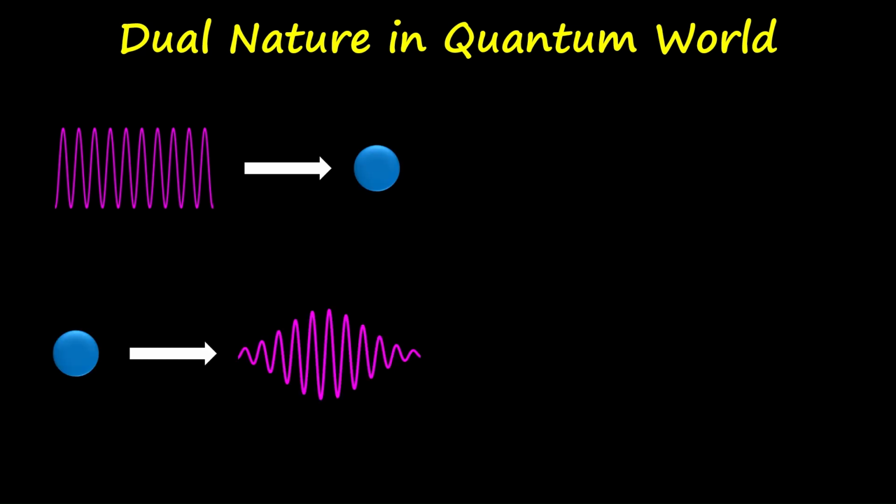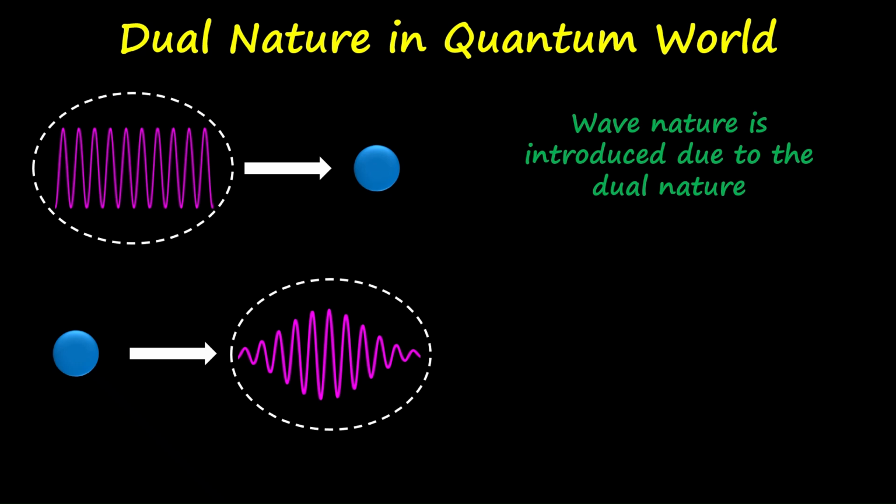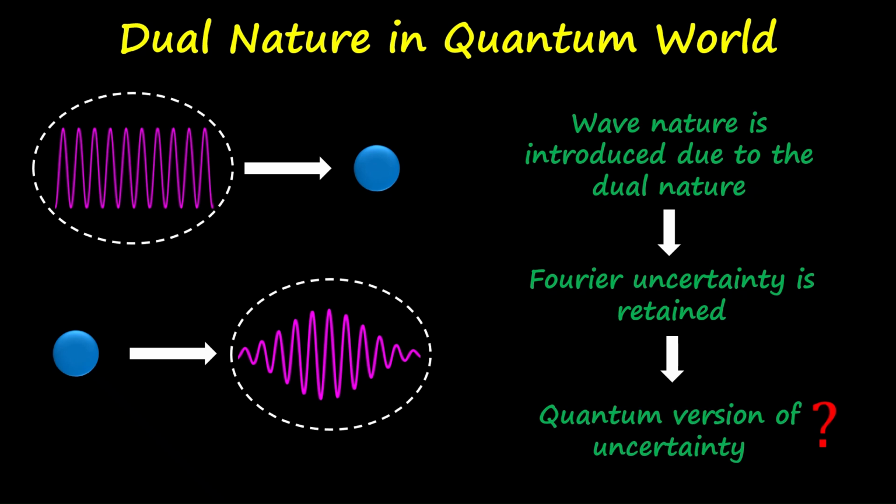In quantum mechanics, we can treat a wave like a particle or a particle like a wave. This is known as the dual nature in quantum mechanics. Now, in this dual nature, waves are involved. And when waves are involved, that means the Fourier uncertainty will be retained. Now, the question is, what's the quantum version of this uncertainty?